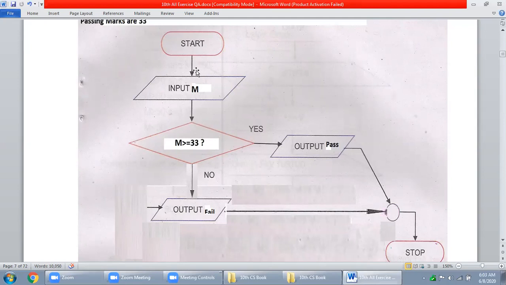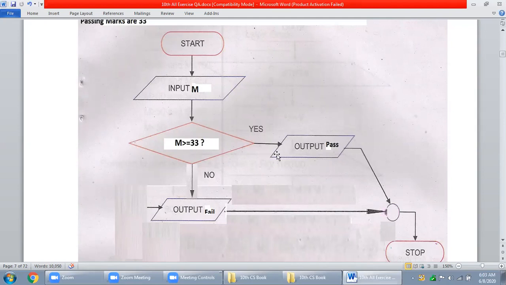Okay, coming to the flowchart. Start, input m, we put in the value m. Now, m is greater than 33. If the condition is true, follow the right side. Otherwise, if the condition is false, follow the bottom side. In this case, the condition was true because we assigned the marks value 66, so we follow the right step, where pass is written. It means that he will pass if the student's marks is greater than 33.